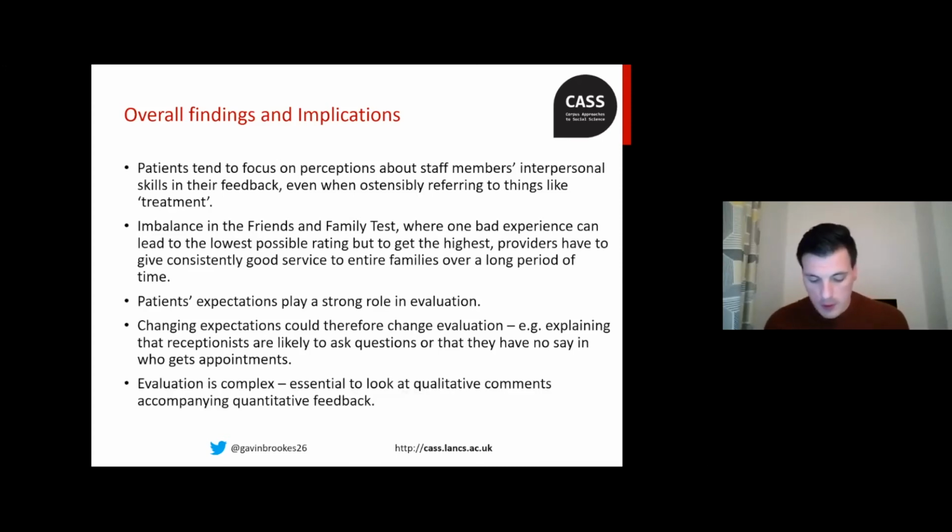All of this underscores the importance of going beyond quantitative scores alone. And this engagement had to go beyond the surface level of the comments, because when patients are ostensibly talking about things like treatment, they're actually talking about staff interpersonal skills. And they might label complaints about social skills as urgent. So we stress to the NHS the importance of examining the feedback they receive qualitatively as well as quantitatively. And this was something that they weren't doing previously.